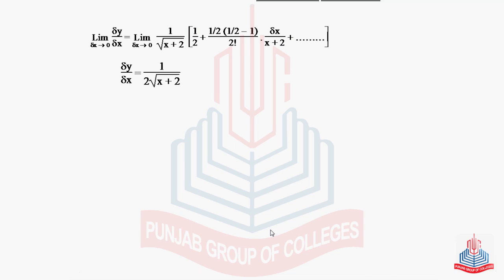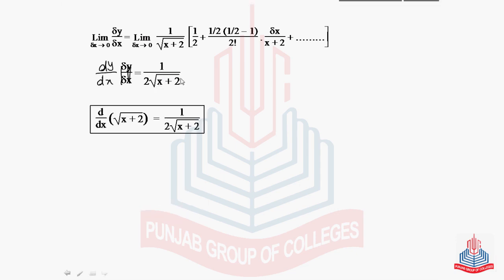Sorry, this one is actually dy by dx, not delta y by delta x, because this is the notation of dy by dx. And on the right side, when we apply the limit, all the terms will become 0 except this first term, which is 1 by 2 into the square root of x plus 2. And just put the value of y, which is the square root of x plus 2. We have 1 over 2 square root of x plus 2 as the differentiation of this given function.